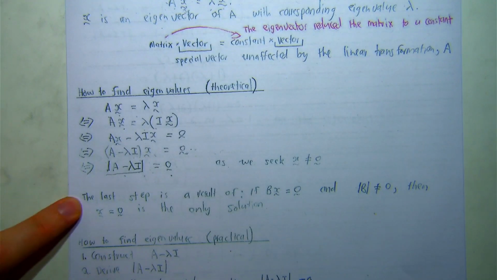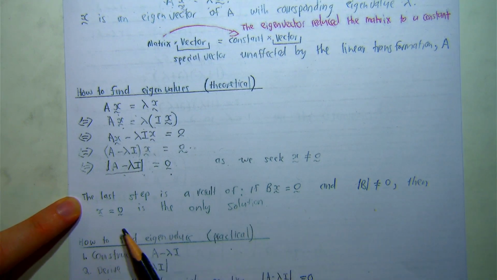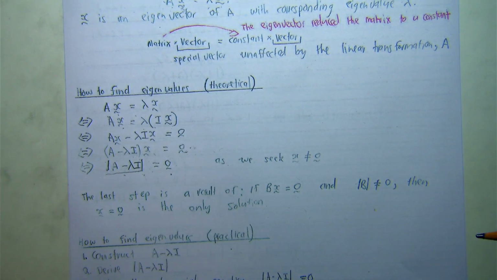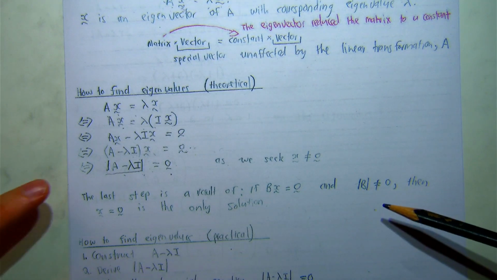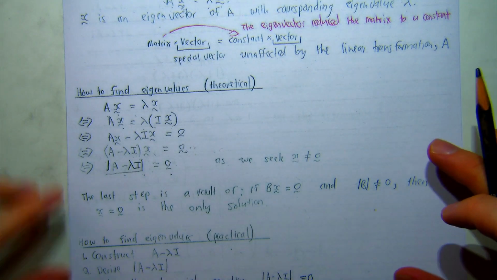The last step is a result of: if Bx equals 0 and B is not equal to 0, then x equal to 0 is the only solution. So we're utilizing this fact by finding when the determinant is 0 to have the solutions that we're looking for.